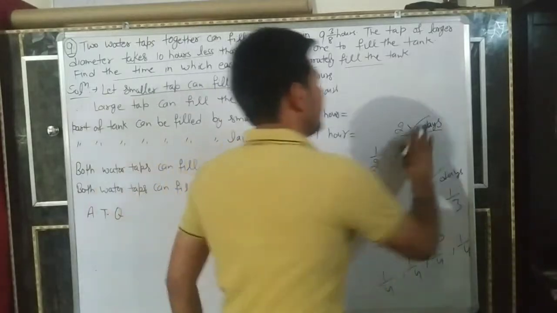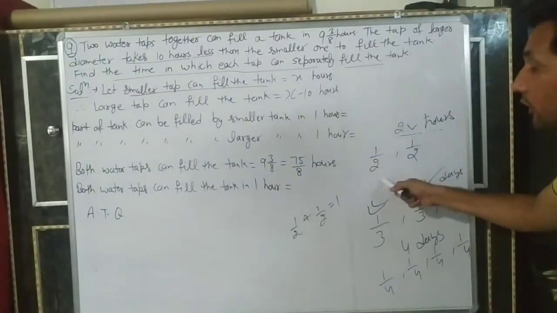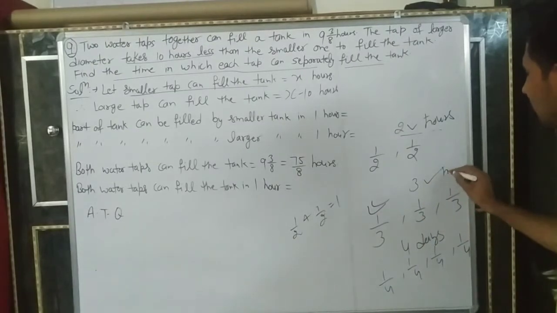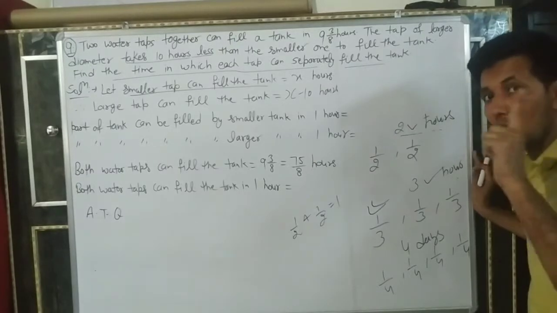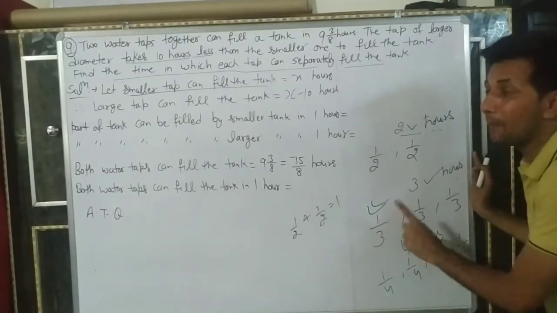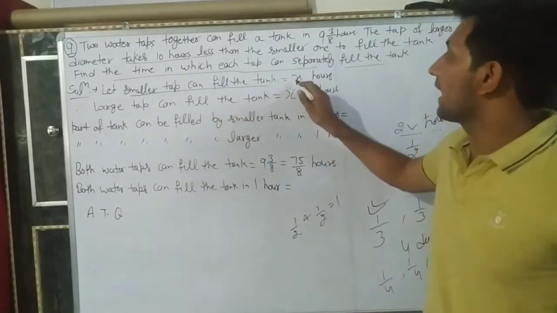Same as it is, a smaller tap can fill the tank in x hours. In 1 day, if it is 2 hours, then in 1 hour how much is finished? 1 upon 2. And if you can finish a work in 3 hours, then in 1 hour how much work will you finish? 1 upon 3.